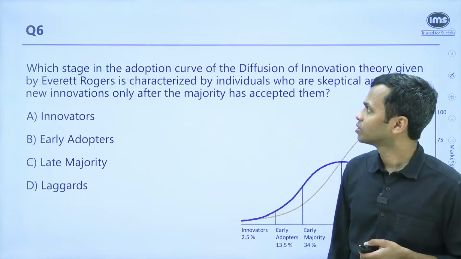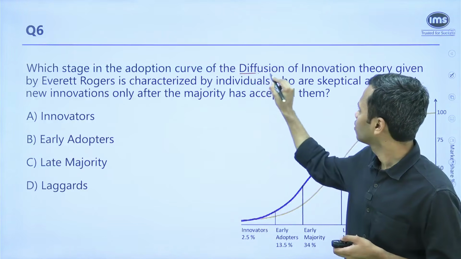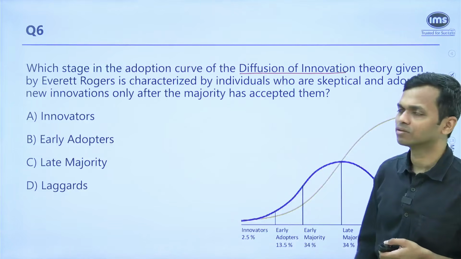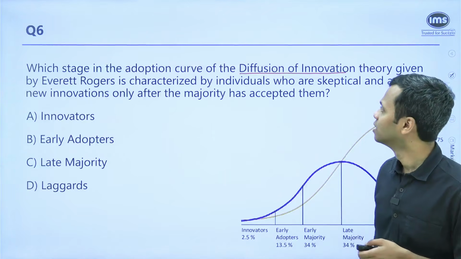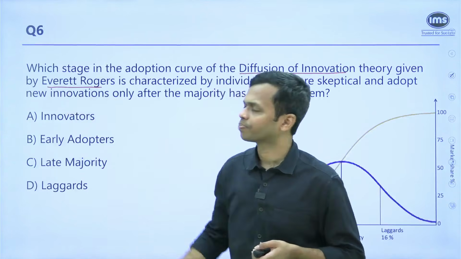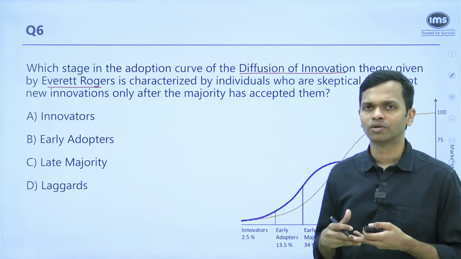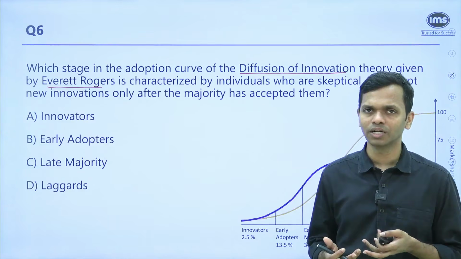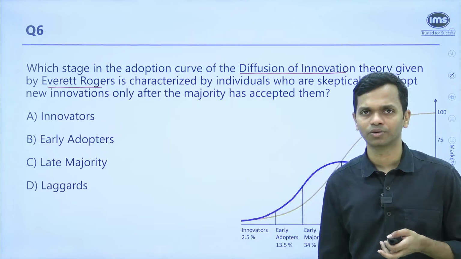Moving to the next one, which stage in the adoption curve of the diffusion of innovation theory? Now, this theory is again something that has been asked in the past. Diffusion of innovation theory was given by Everett Rogers. This particular theory talks about how a particular innovation gets introduced in the market and how quickly or not so quickly people adapt to that particular innovation.